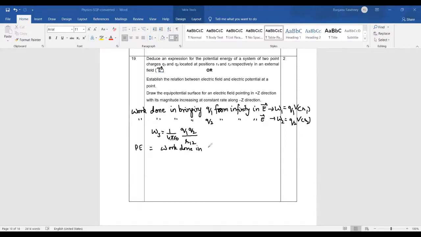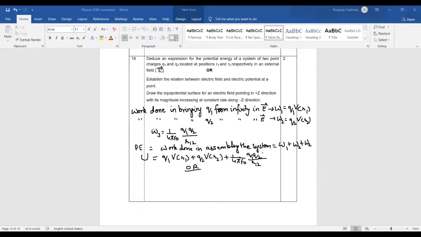let it be R12. So the potential energy of the system is equal to work done in assembling the system. That is, it is equal to W1 plus W2 plus W3. So we get the potential energy, let it be U, is equal to Q1 potential at R1 distance plus Q2 the potential at R2 distance plus 1 upon 4 pi epsilon naught Q1 into Q2, which are separated by R12 distance. So this is the potential energy.